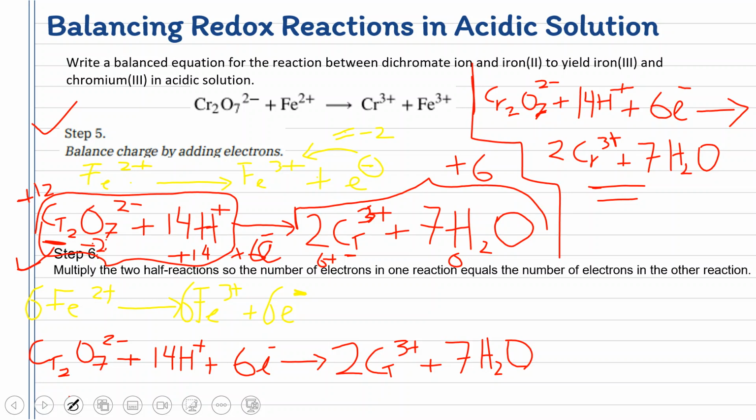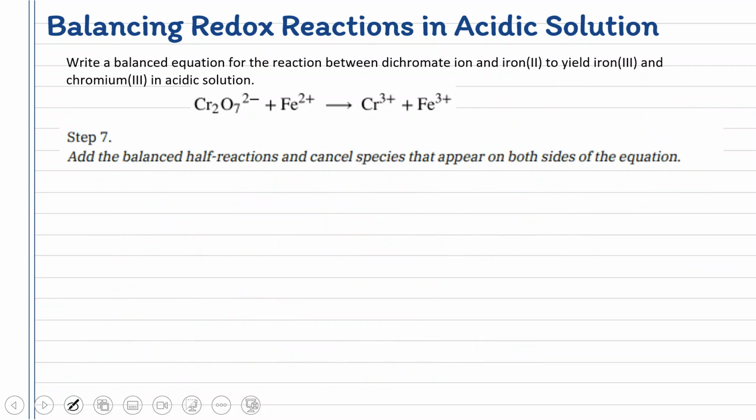So let's see what step 7 is asking us to do. Let's go to step 7, everyone. If you're still writing, you can pause it. It's a video, you can pause it whenever you want to. Step 7 says to add the balanced half reactions. So we're just going to follow this before we follow the rest.